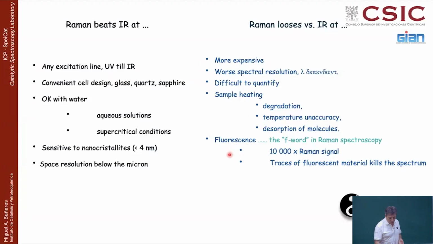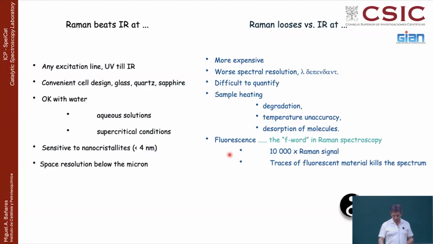And the main problem of Raman that is not present in infrared is the fluorescence. If you get a tiny amount of something which is producing fluorescence, this can kill you because the fluorescence is about 10,000 times more intense than the Raman effect. So even trace amounts of some impurity that is phosphorescence or fluorescence will kill your Raman measurement.